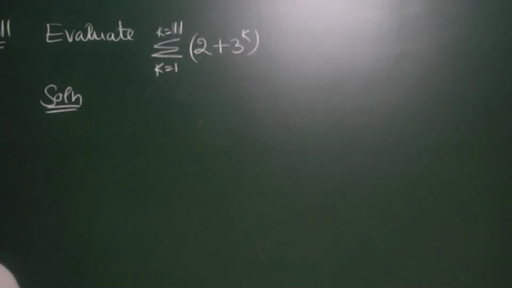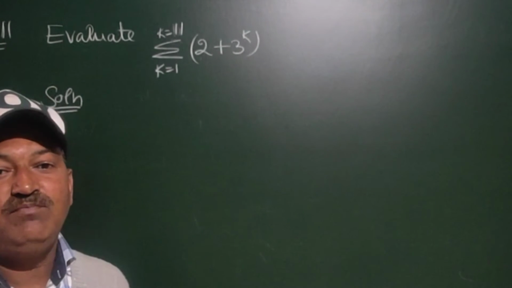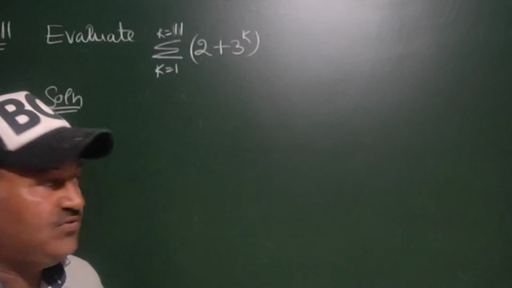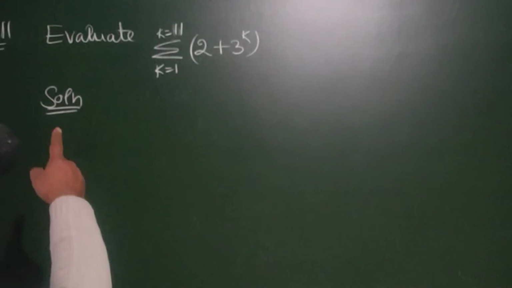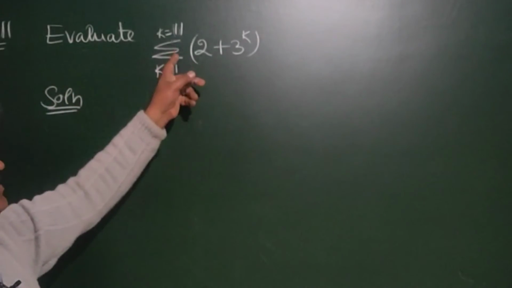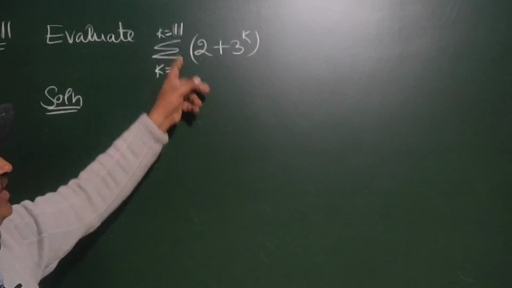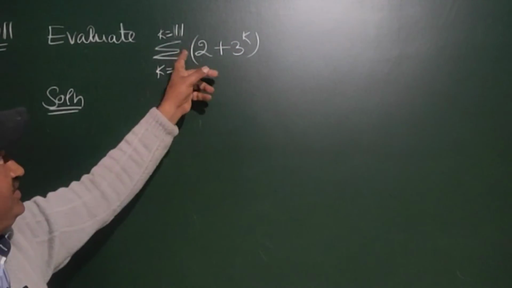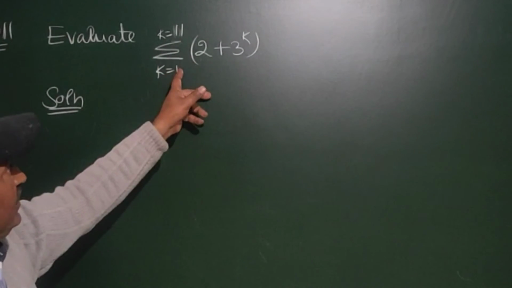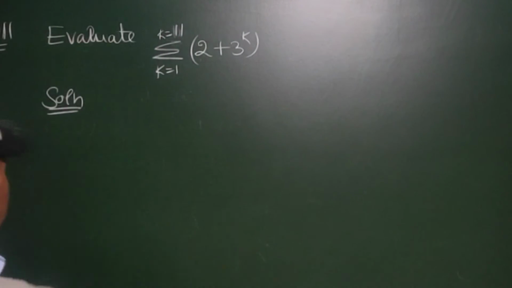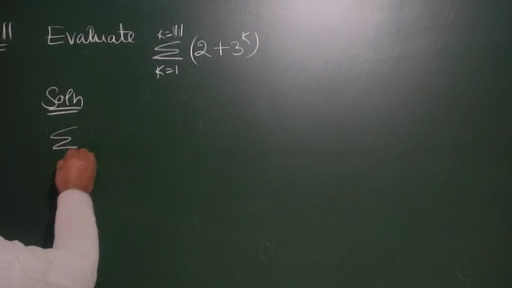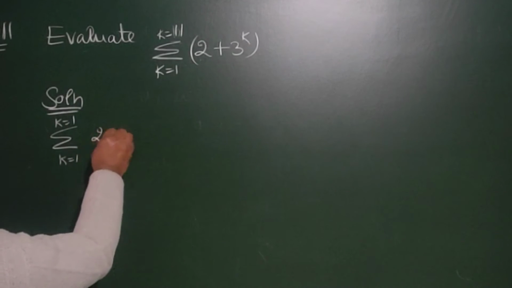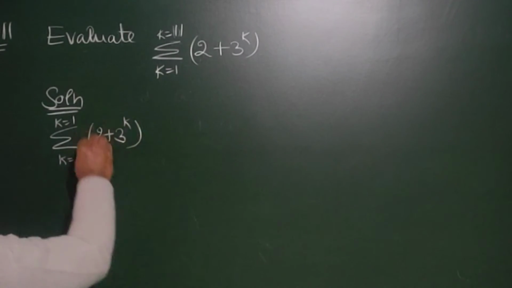Now let us discuss the applications of the geometrical progressions. Exercise 9.4, question number 11. Evaluate sigma k equal to 1 to 11 of (2 + 3^k). Sigma means sum, from k equal to 1 to k equal to 11. Solution: sigma k equal to 1 to 11 of (2 + 3^k).